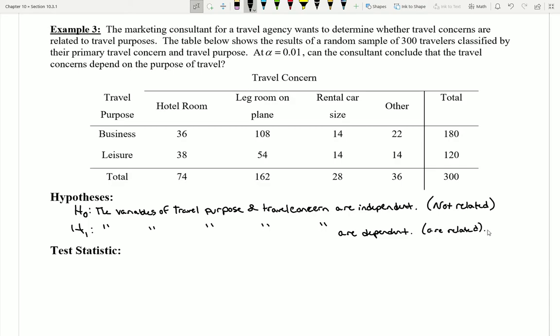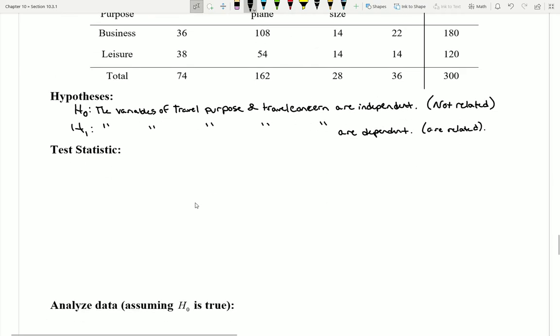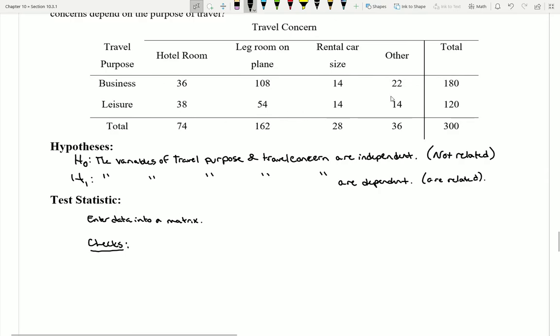Okay, so let's see. If I have these as my hypotheses, then I can start to go down to my test statistic. I know that I need to enter data into a matrix. Now to do that, I'm going to go to the calculator, and I'll get ready to do my checks once I come back. Alright, so let's go to the calculator and enter in all of these values that I see here. Notice I'm going to have 2 rows, and I'm going to have 1, 2, 3, 4 columns.